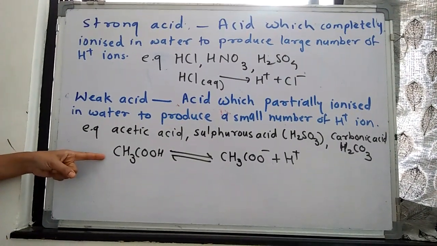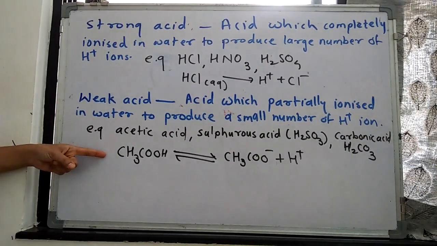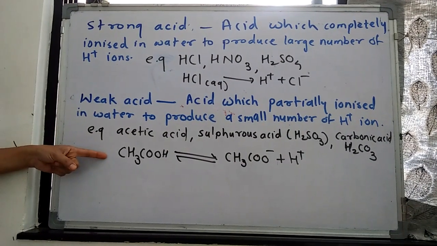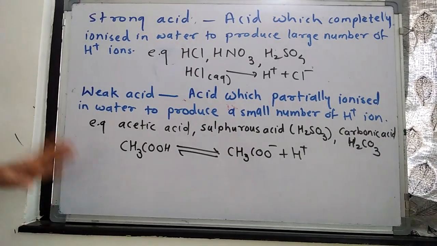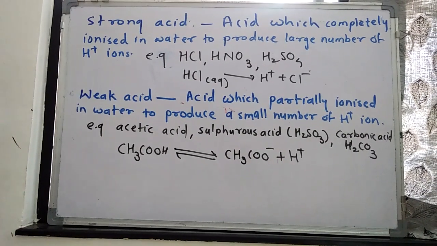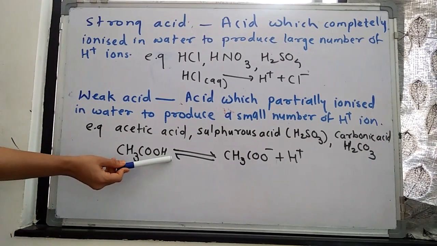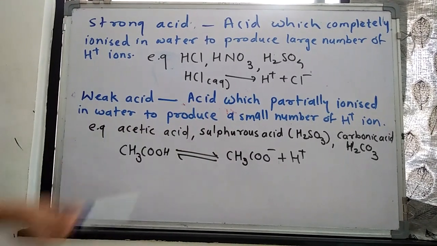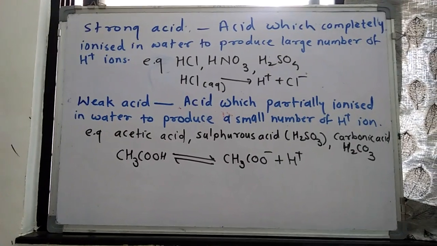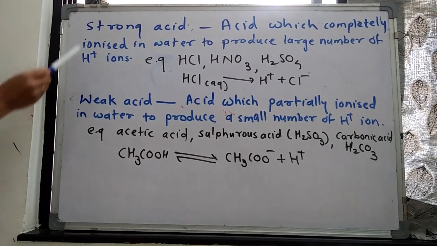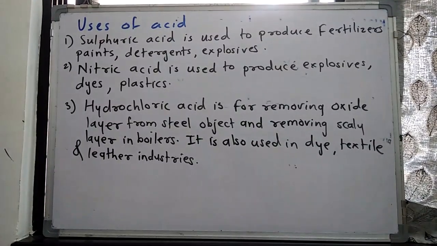So here we have taken the example of acetic acid, CH3COOH. When it is added in water, it does not get completely ionized. Partial ionization takes place. For partial ionization, we give an arrow like this and it will produce two types of ions, CH3COO- and H+ ion. So it is a weak acid, and that one is a strong acid.